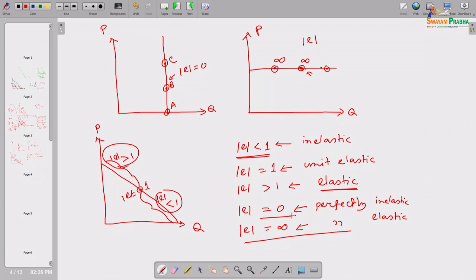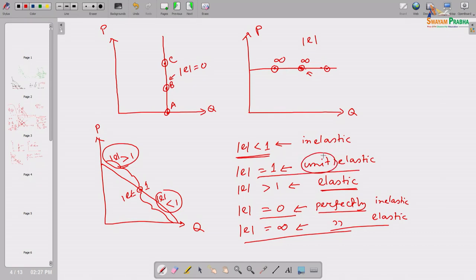I am quite sure that all of you can understand in which sense this is perfectly inelastic and this is perfectly elastic, because when it is greater than 1, it is elastic. And its extreme value, the limiting case when we reach infinitely large, is perfectly elastic. Exactly the same way, when it is less than 1, it is inelastic, and the minimum value or limiting case that we can attain, the 0 value, is perfectly inelastic. And when it is 1, that time it is called unit elastic, okay.